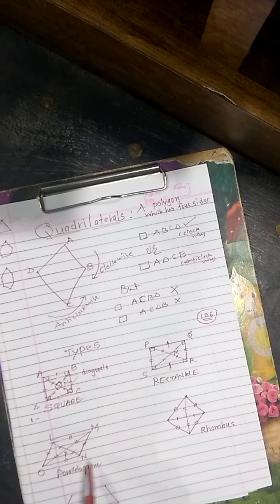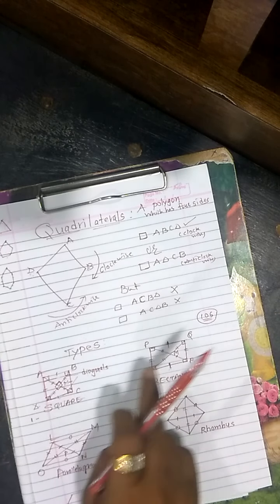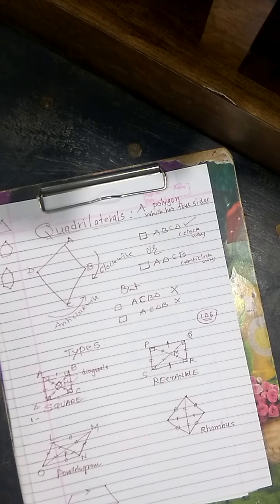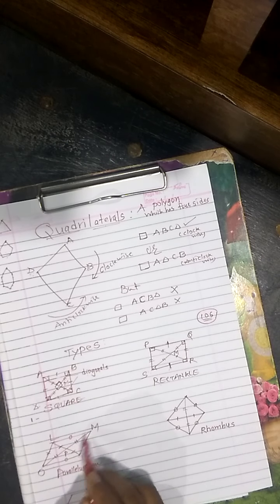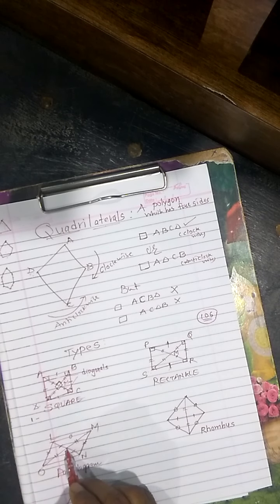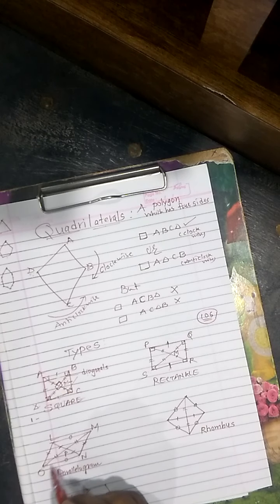Like a rectangle, they have two diagonals, but in a rectangle and square, the two diagonals' measurements are the same. But in a parallelogram, they have different measures. Suppose this OM is equal to 8. Now OM is equal to 8, but they bisect. This OM is bisected at P, which means OP is equal to PM.